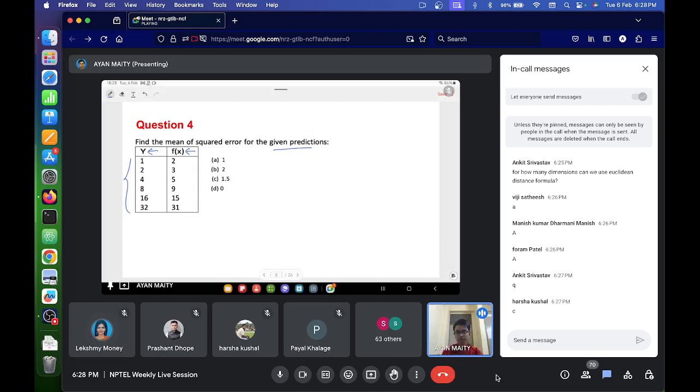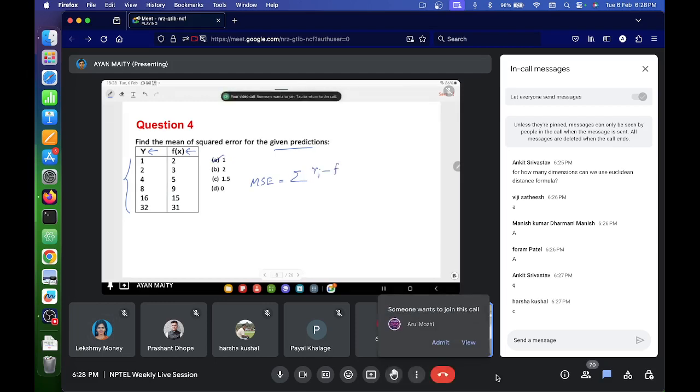Okay, so yeah, A is the correct answer. The formula for MSE, or mean squared error, is the summation over (yi minus f(xi)) whole square, divided by n, with i equals 1 to n.